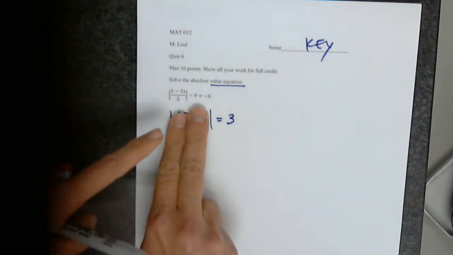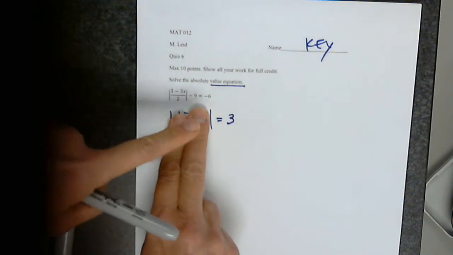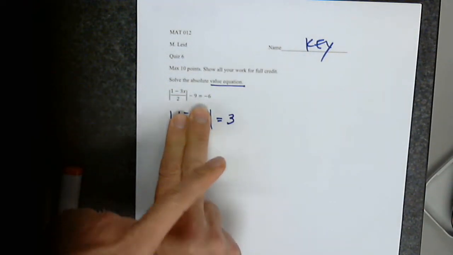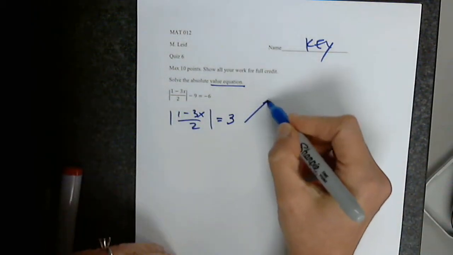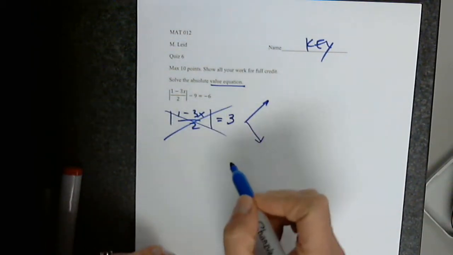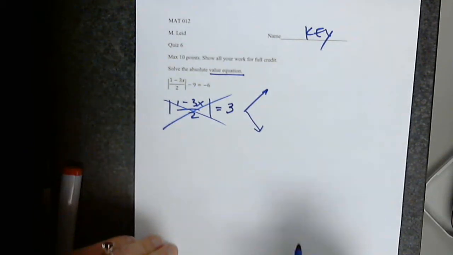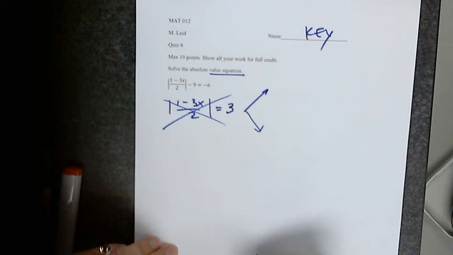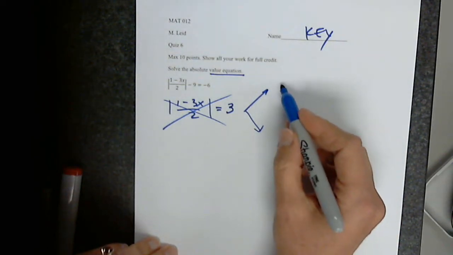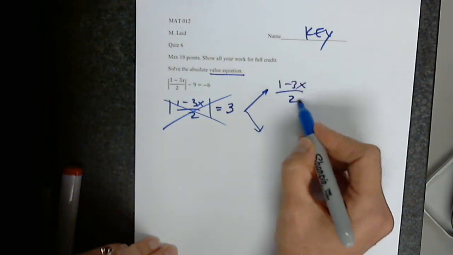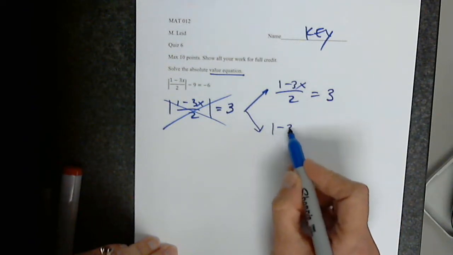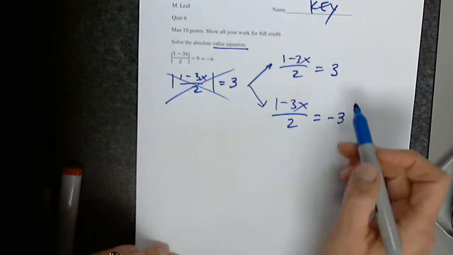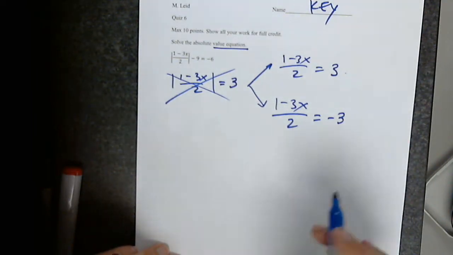So I'm asking myself, which numbers have the distance from 0 exactly 3? So I know that this changes into, I cannot solve it, and you don't have to do that. I'm just trying to make a point, make you remember, or help you remember. What are the two options? 1 minus 3x over 2 to be 3, or 1 minus 3x over 2 to be negative 3. Perfect.